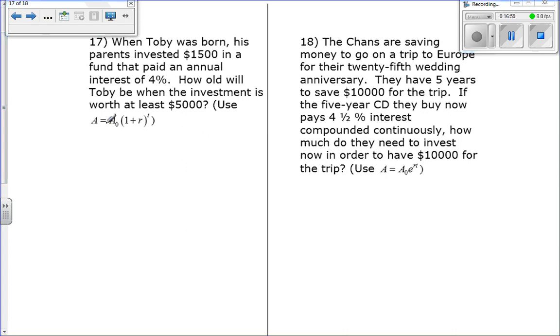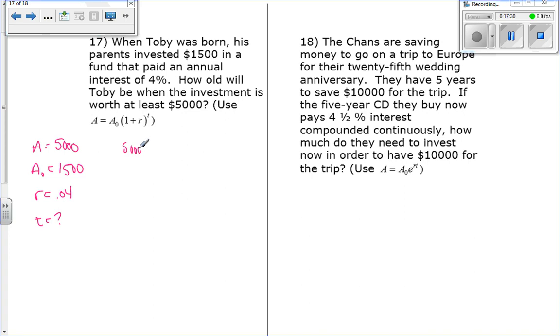And we're going to use A equals A sub 0 times 1 plus r to the t power. So A, remember, is our ending amount. And in this case, we want this to be equal to $5,000. A sub 0 is our starting amount, which is 1,500. r is 4%, so 0.04. And t is what we're looking for.